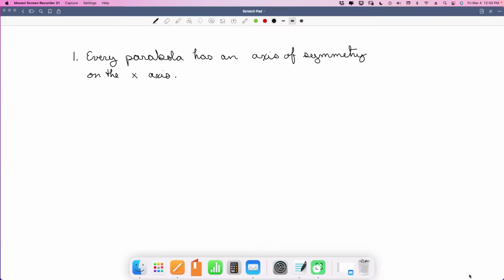Welcome, Algebra 2 students. We're going to talk today about how to graph a parabola. But there are some things we need to go over first. So first, every parabola has an axis of symmetry on the x-axis.